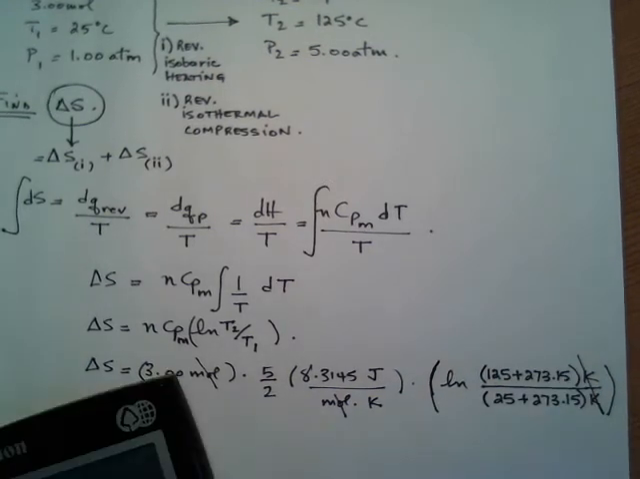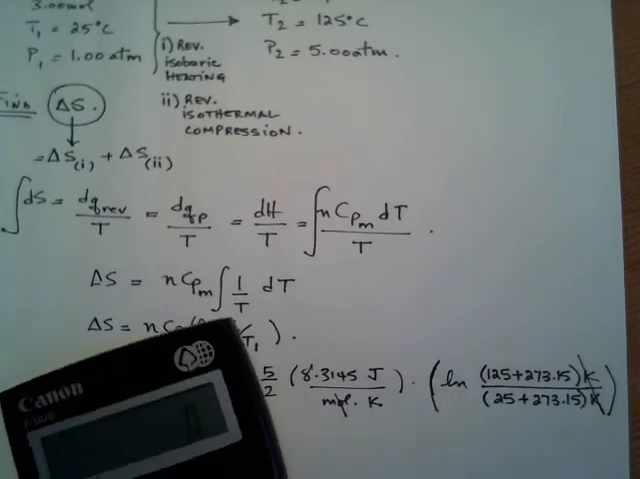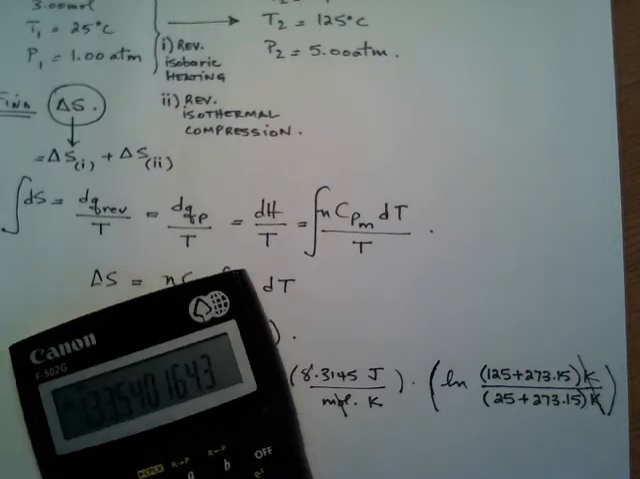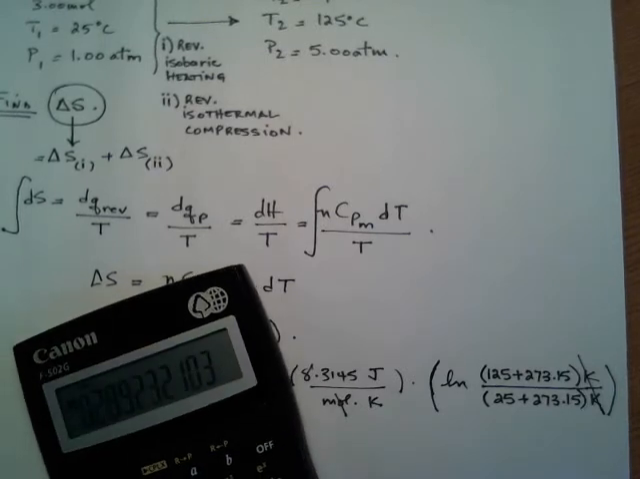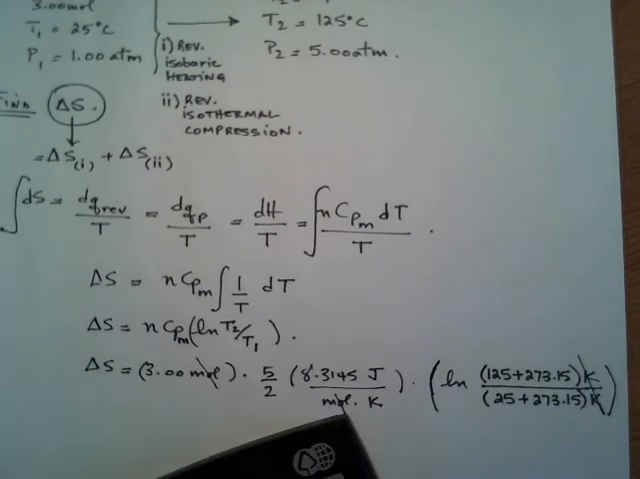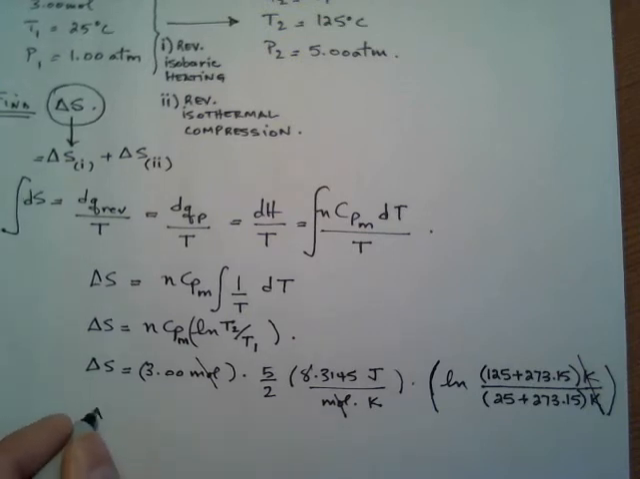Okay, so we're ready for the calculator. And, well, that's 298 and 398. So 398.15 on 298.15, 1.33. I'll take the ln of that. And then I'm going to keep going. Times 8.3145 times 5 divided by 2 and times 3. I get 18.036. Is that what you have?